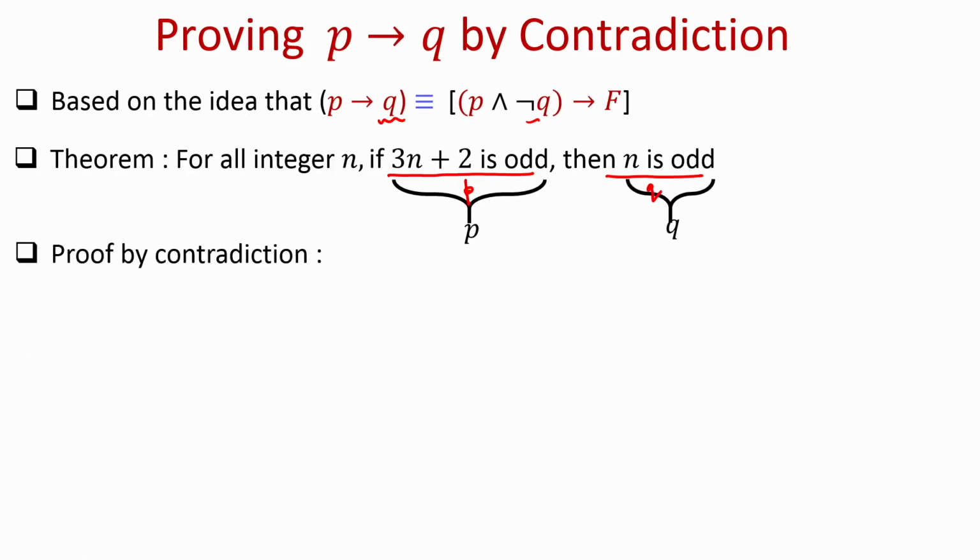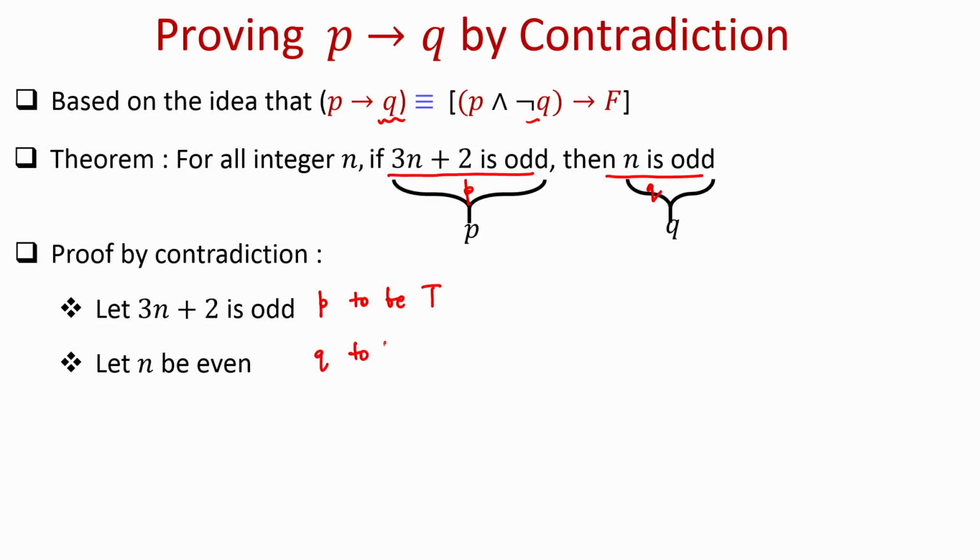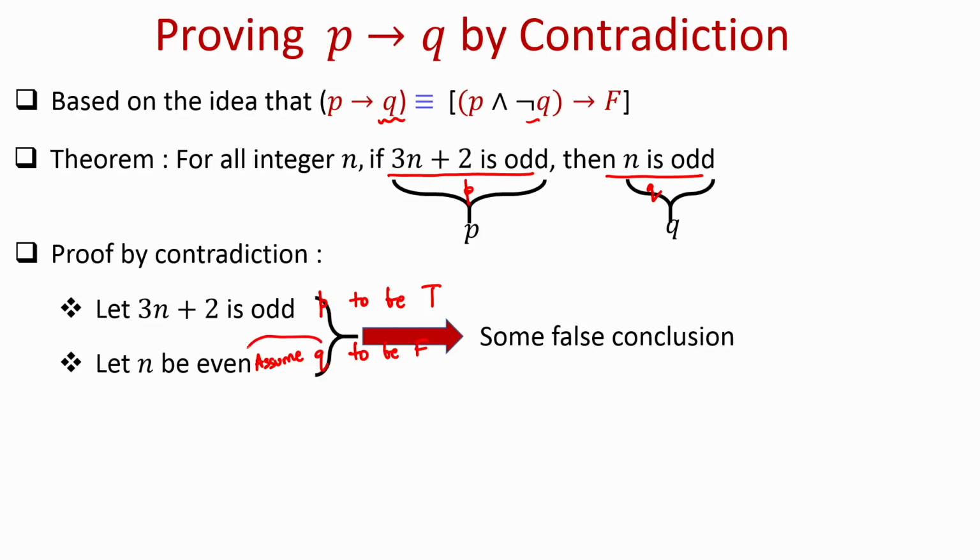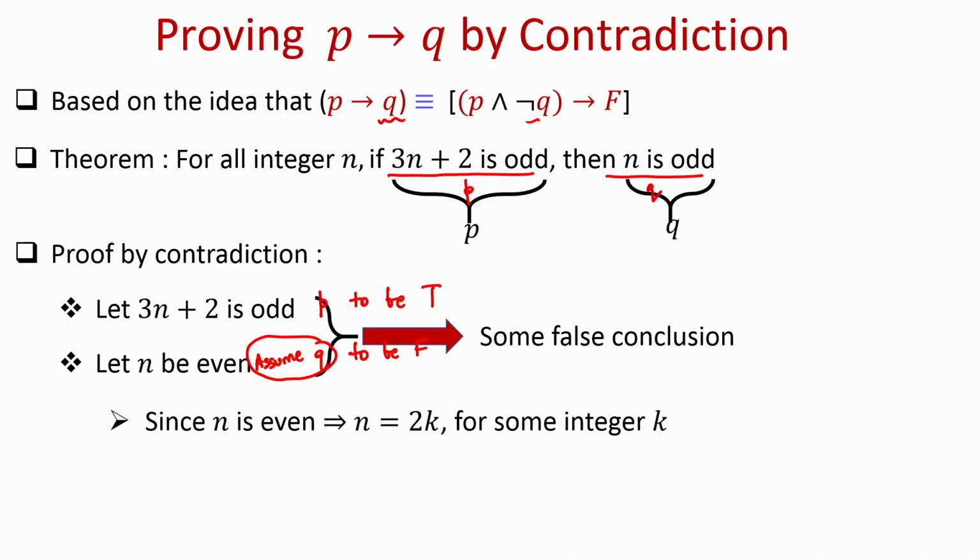And the proof by contradiction will proceed as follows. So, you are assuming P to be true, but you are assuming Q to be false. Assume Q to be false, and then based on these two statements you have to come to a false conclusion. If you do that, that means whatever you assumed about Q is not correct. That is what is the essence of this proof by contradiction method, right.